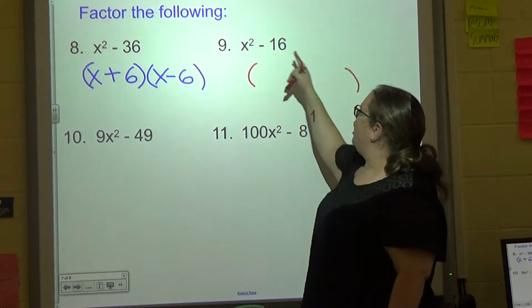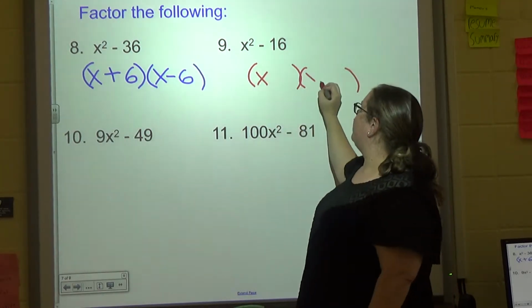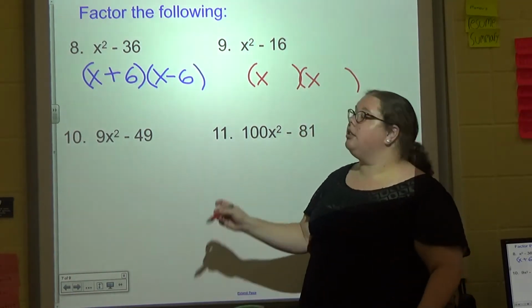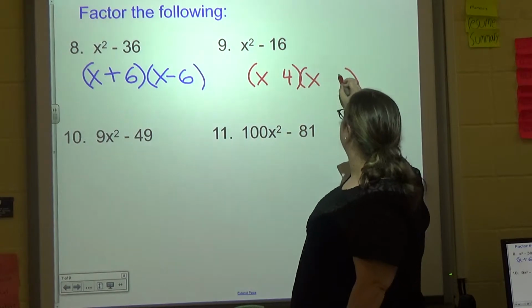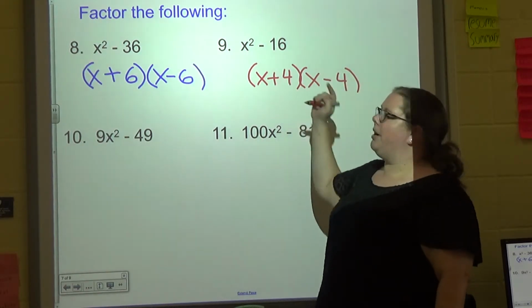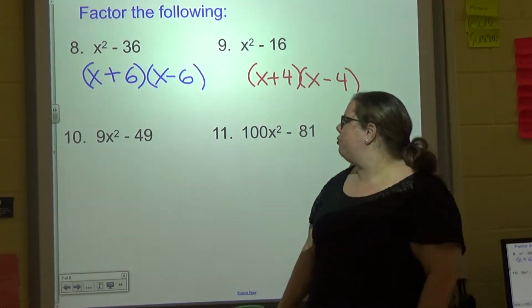Two sets. Again, they're perfect squares being subtracted. X times x is x squared. What times itself is 16? The square root of 16 is 4. We have a plus, we have a minus. And you could put the minus first, I just automatically always do plus first, but it's up to you.